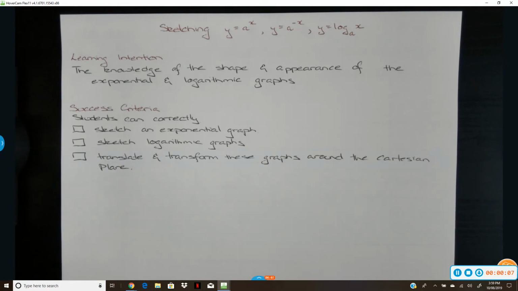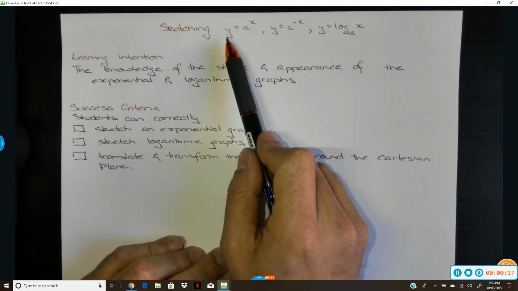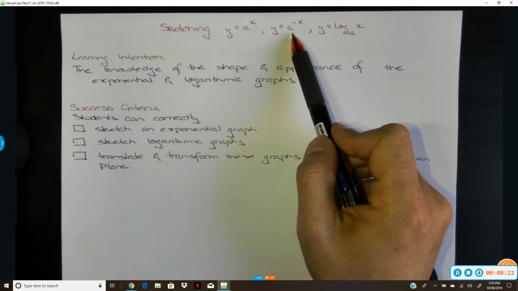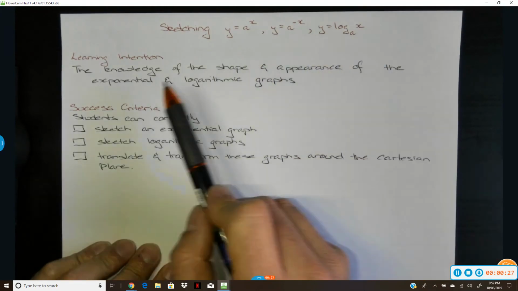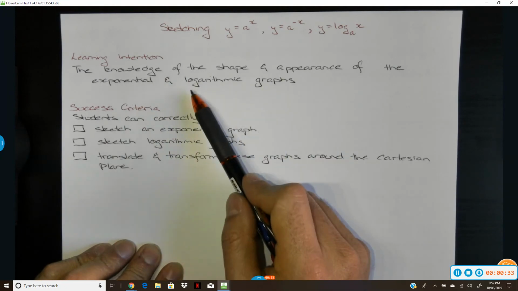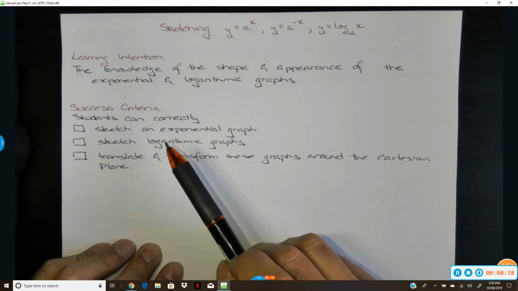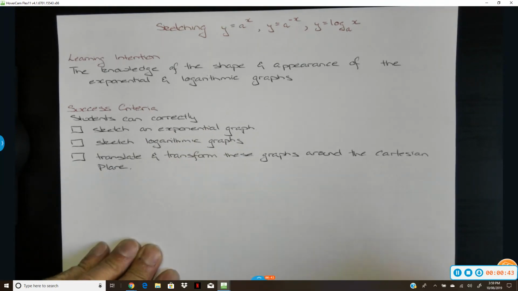Okay, so today we are going to be looking at sketching some graphs, specifically exponentials and logarithms. So we're looking at trying to sketch y equals a to the power of x, y equals a to the power of negative x, and y equals log a of x. So the learning intention is the knowledge of the shape and the appearance of these exponential and logarithmic graphs, and we'll be successful if we can sketch an exponential graph, sketch the logarithmic graphs, and be able to translate and transform these graphs around the Cartesian plane.